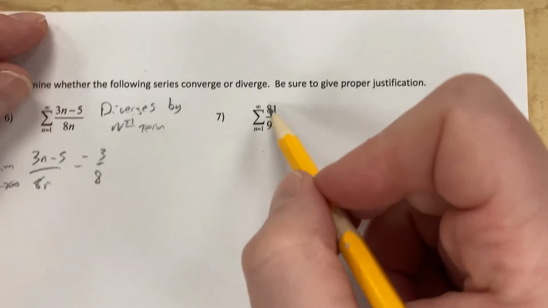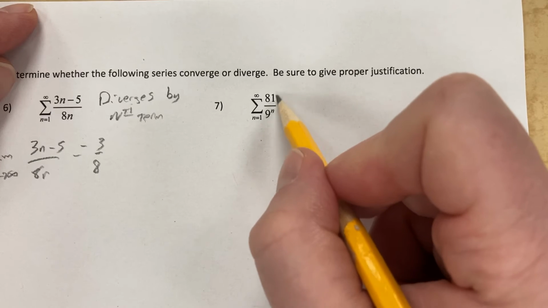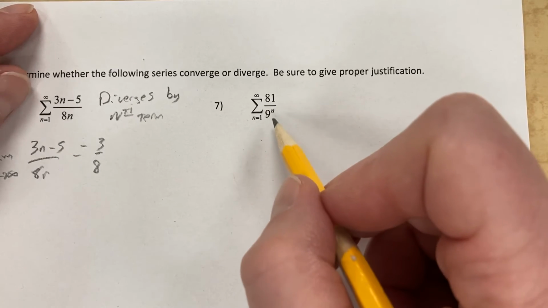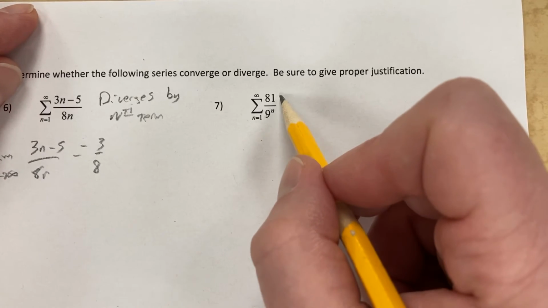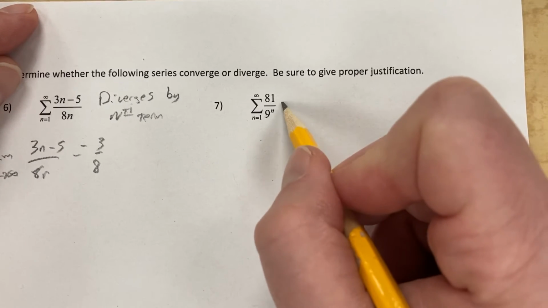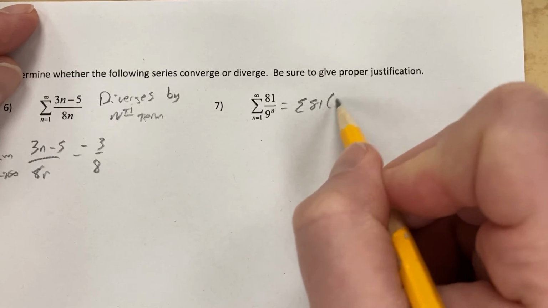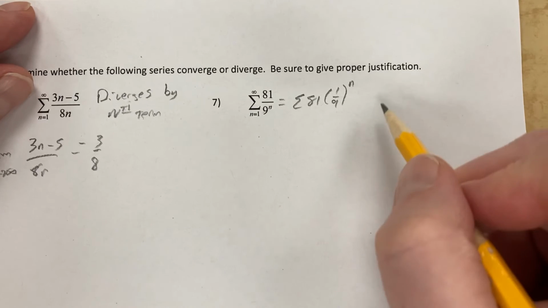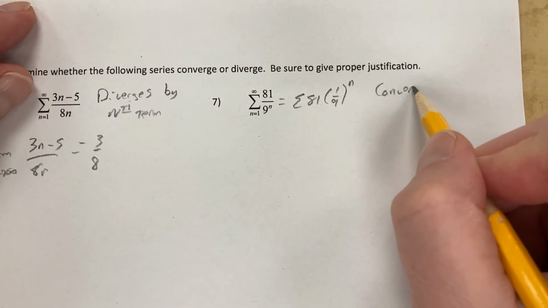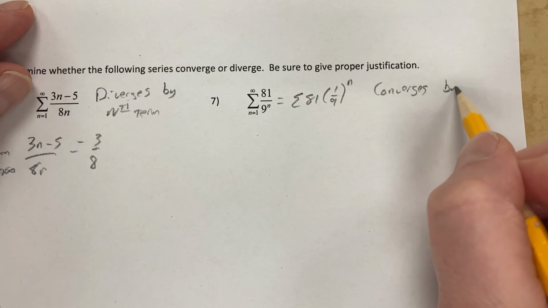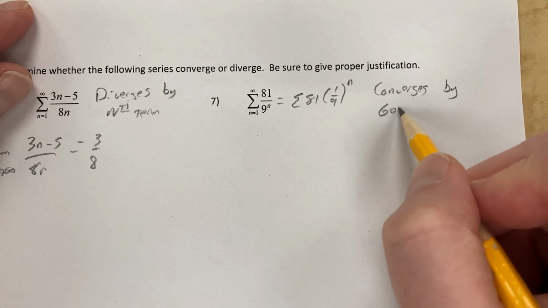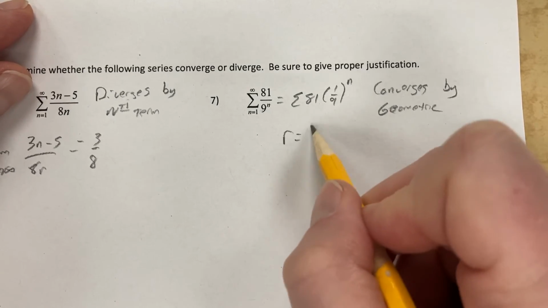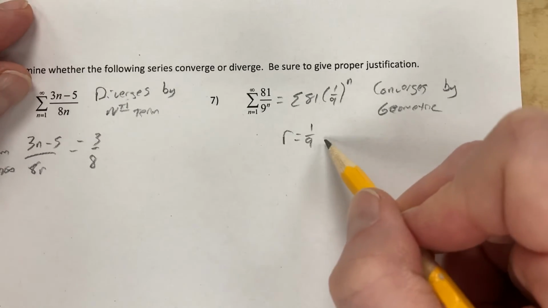Number 7 here, I'm looking at this and I see that I've got 9 to the n on the bottom. I just have 81, nothing else other than 81 on the top. And so this is a geometric series. The ratio is really 1/9. I could rewrite this as 81 times (1/9) to the nth power, and it's a little clearer to see that ratio. So I know this converges. Okay? And I can say it converges by geometric.